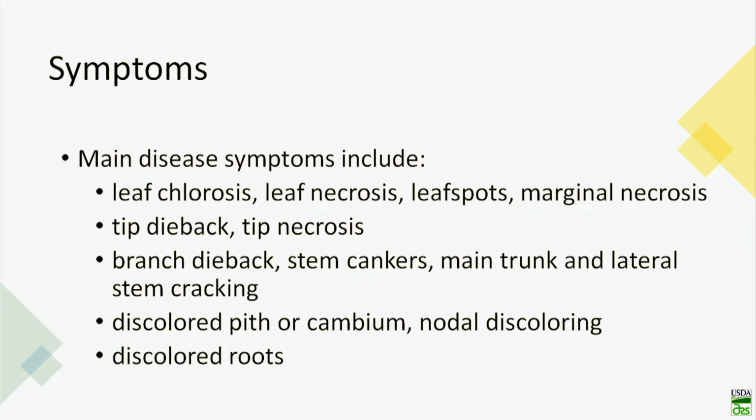Okay, so as far as the symptoms go, unfortunately, some of these main disease symptoms, I wish I could say there really was just one major leaf spot. Unfortunately, that's not the case. There are instances of leaf chlorosis or yellowing, leaf necrosis or browning of the leaves. There are various leaf spots. There's marginal necrosis. Sometimes there's tip dieback of branches or tip necrosis of the leaves.